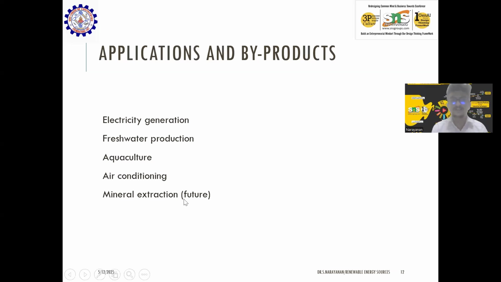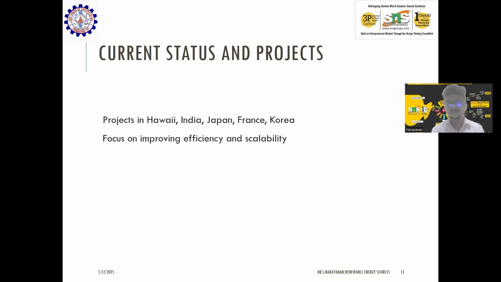So the byproducts are electricity generation, freshwater production, aquaculture, air conditioning, and mineral extraction for the future. Aquaculture means certain plants can be grown with the fresh water in the estuaries. So that is called aquaculture.